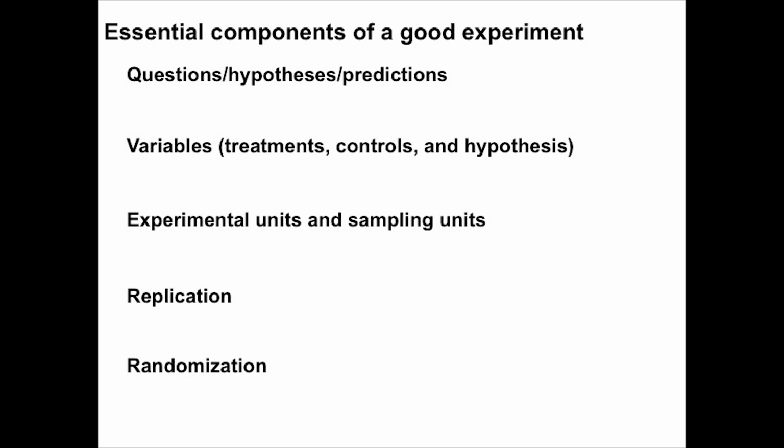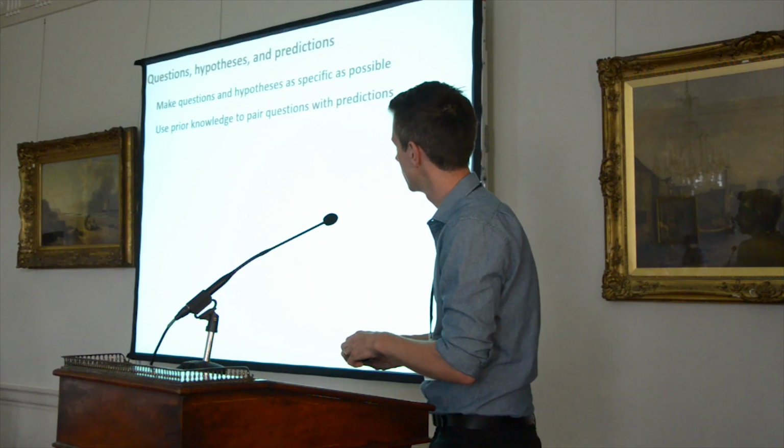We'll also talk about experimental units and sampling units. When you do an experiment, how many wheels of cheese do you need? And how do you sample them to get the best information out of that experiment? And finally, we'll talk about the two important R's in experimental design, replication and randomization. And we'll talk about why you need to do those. Okay, so let's jump into this.